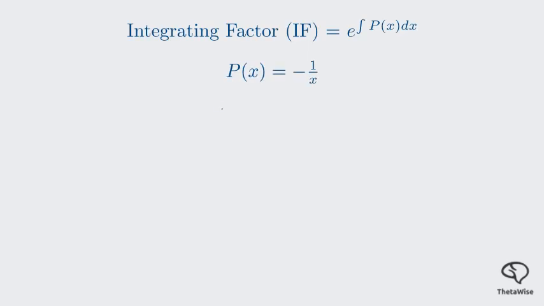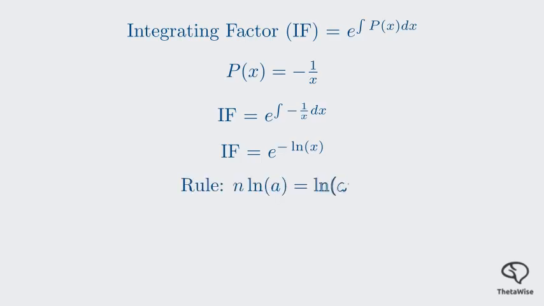Let's calculate our integrating factor. Remember, p of x is negative 1 over x, so we need to calculate e to the power of the integral of negative 1 over x dx. The integral of negative 1 over x is negative the natural logarithm of x, or negative ln x. Now we use a property of logarithms. Remember that a coefficient in front of a logarithm can be moved inside as an exponent. So, negative ln x becomes ln x to the power of negative 1. This is the same as the natural logarithm of 1 over x.